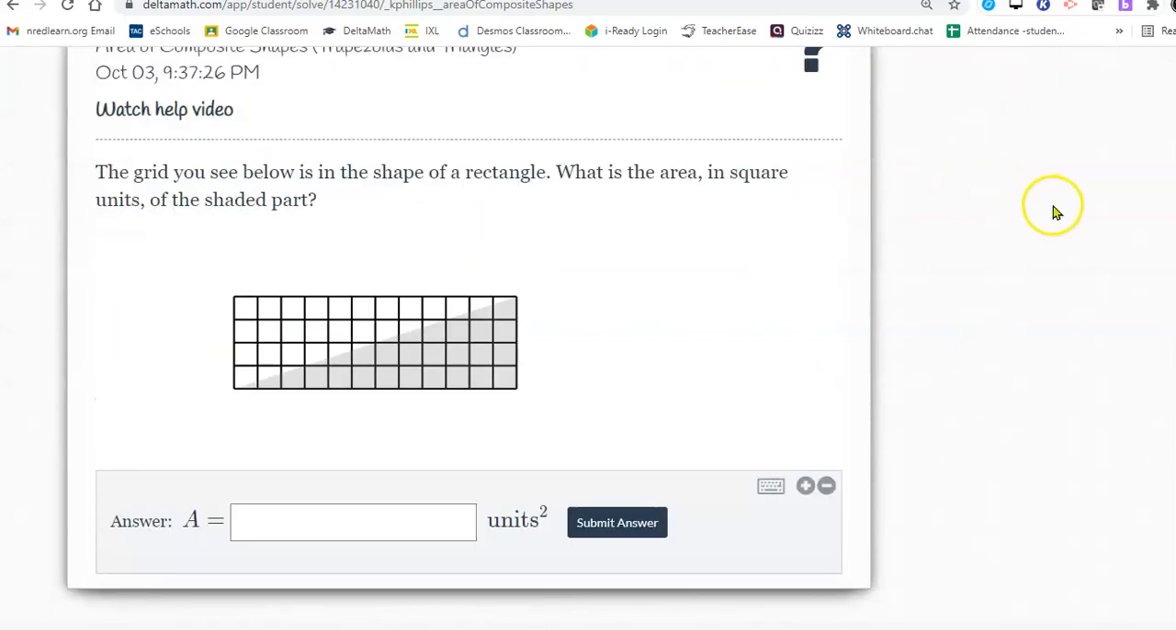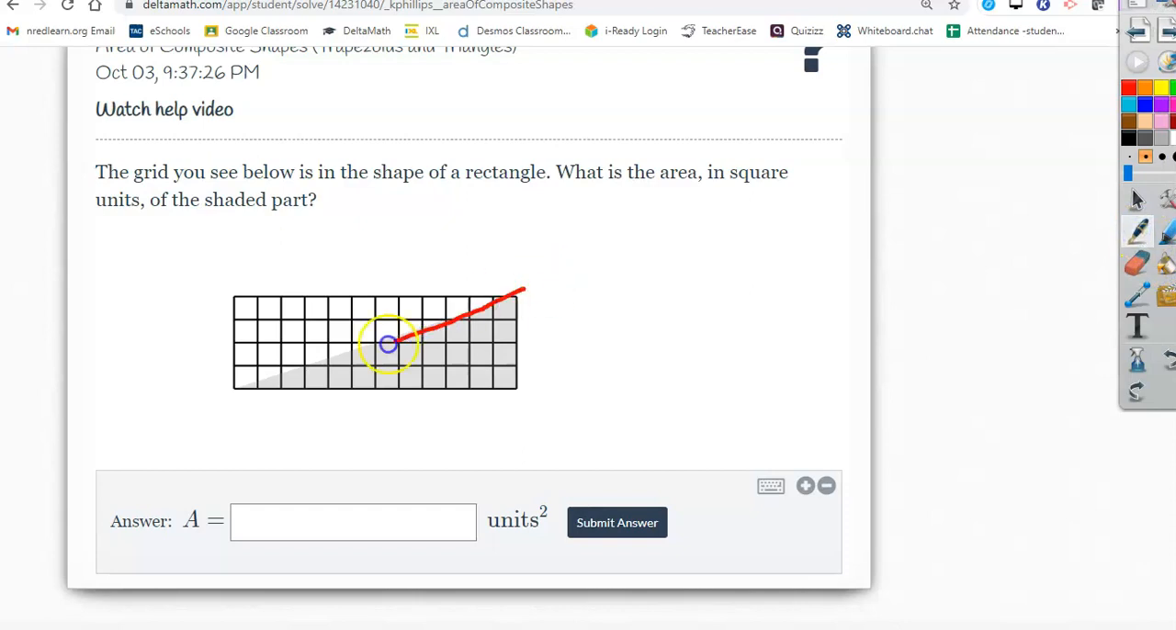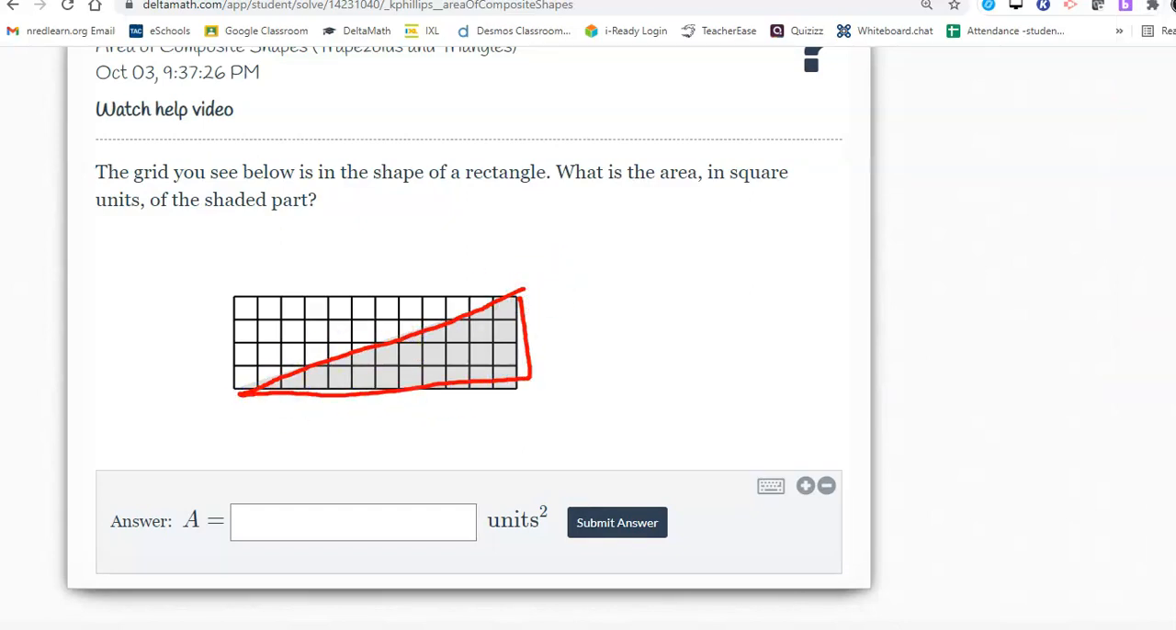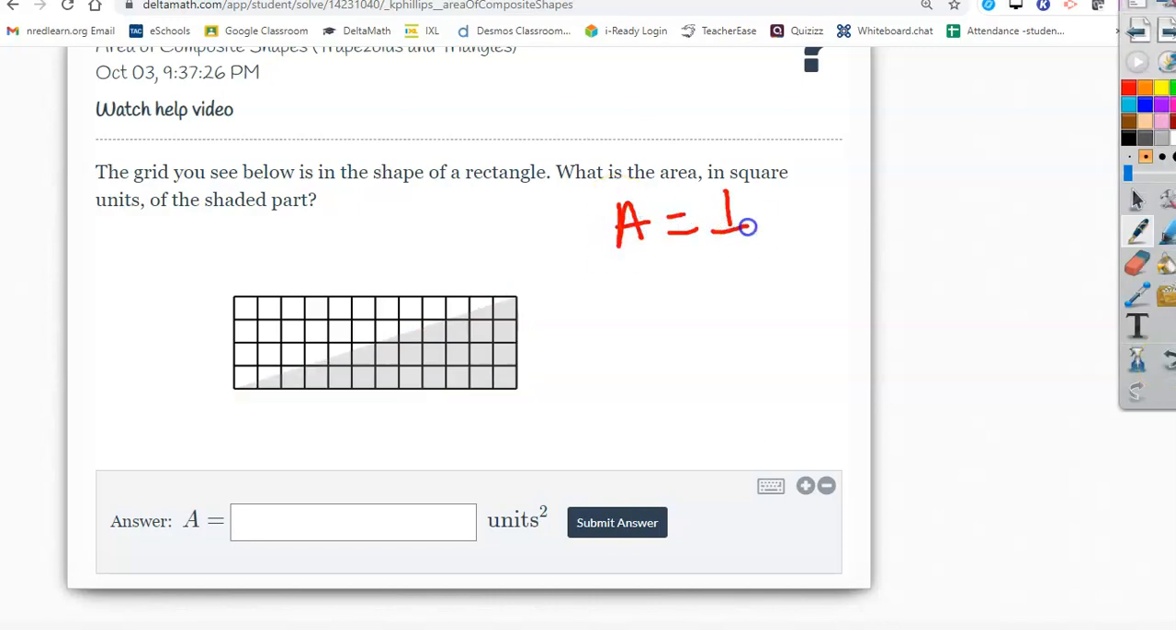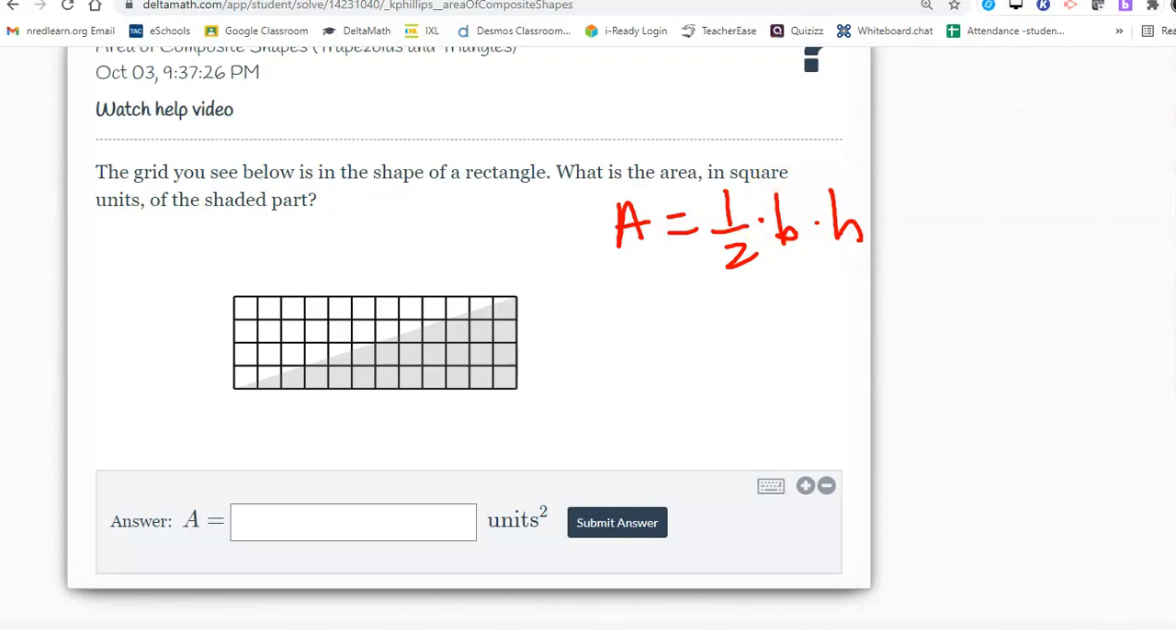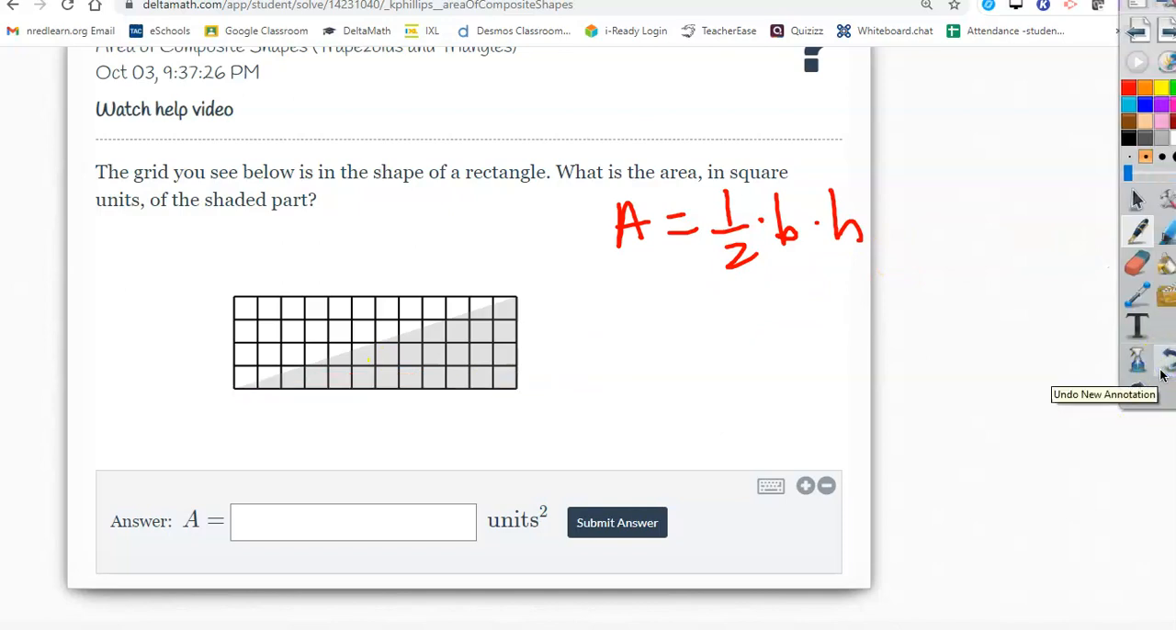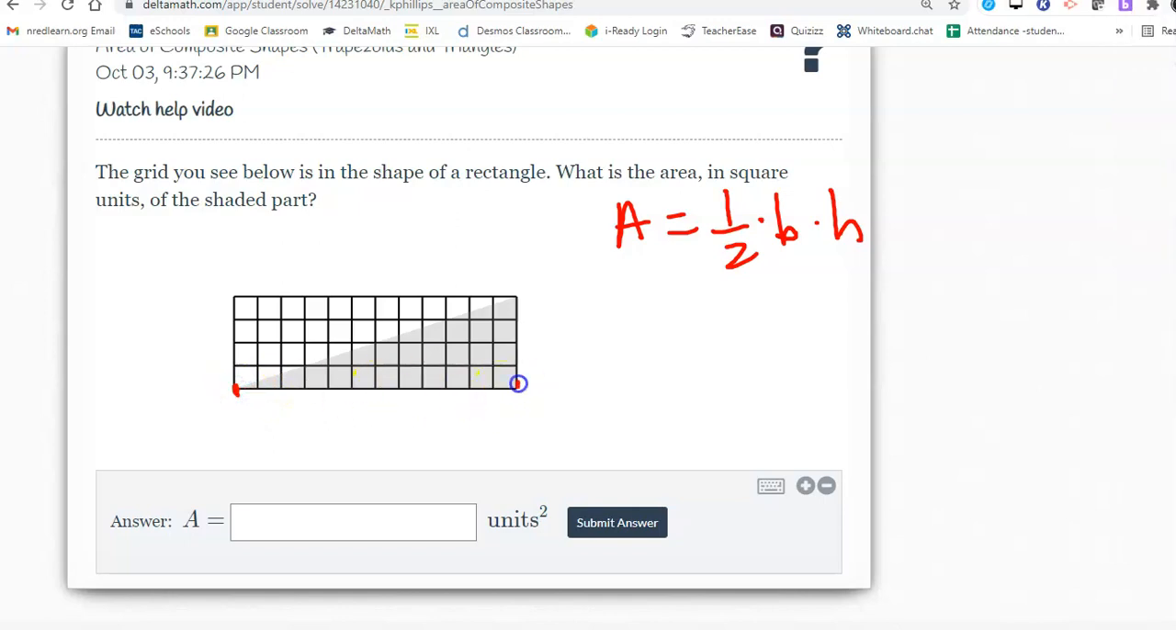All right, let's take a look at this question. The grid you see below is in the shape of a rectangle. What is the area in square units of the shaded part? Well, in this problem, it looks like the shaded part is a triangle. A triangle has a formula of half the base times the height. There's only one flat base, this one here. So therefore, I have to find that measurement. From here all the way over to there can be counted using these boxes. 1, 2, 3, 4, 5, 6, 7, 8, 9, 10, 11, 12. So the base is 12. The height is 1, 2, 3, 4, because that's a 90-degree angle.